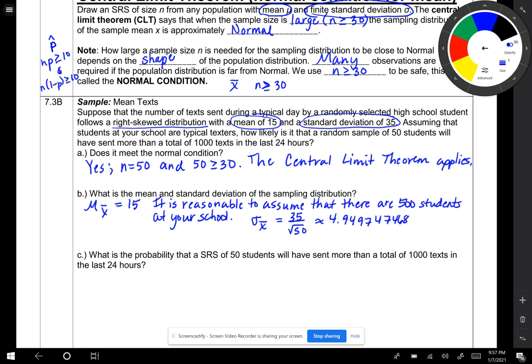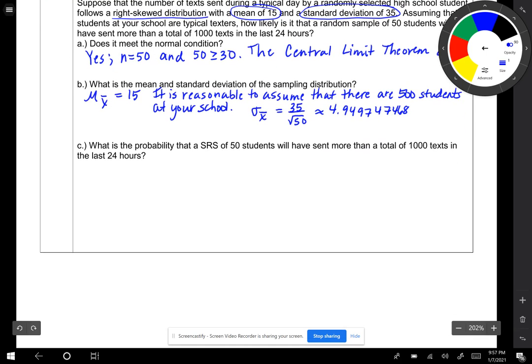And then, because we know the mean and we know the standard deviation, we can calculate a probability. So that's the last part. What is the probability that a simple random sample of 50 students will have sent more than a total of 1,000 texts in the last 24 hours? So be careful when you're reading this. So you know you can do a normal CDF, where a lower bound. So this is a little difficult. The mean we know is 15, and we know the standard deviation is 4.94 something.